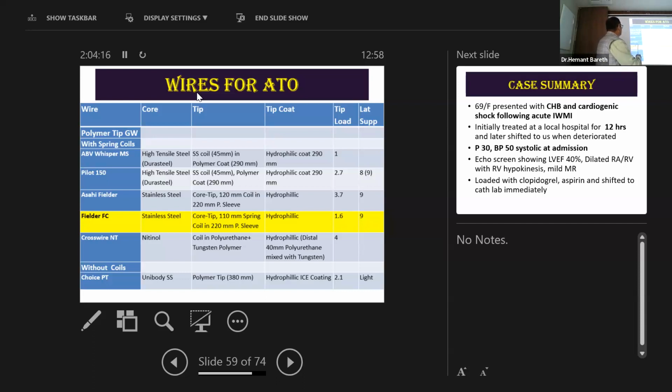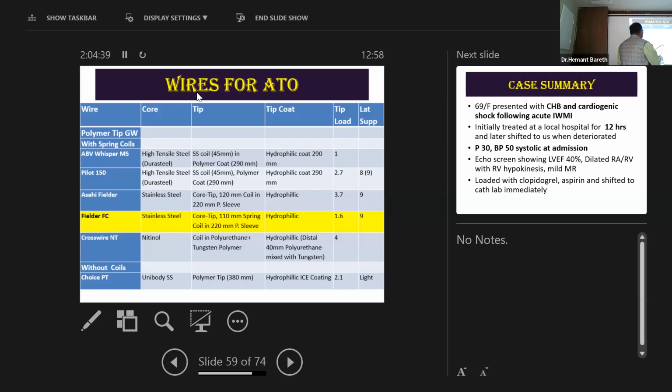Normally you would use a spring coil wire. Fielder SC, as I said, is a classical wire for this situation. What I mean is, in many cases you would do it even with BMW or Runthrough. But if it is an out of window period MI, where thrombus might be getting organized, then you might have some difficulty crossing with a BMW wire.